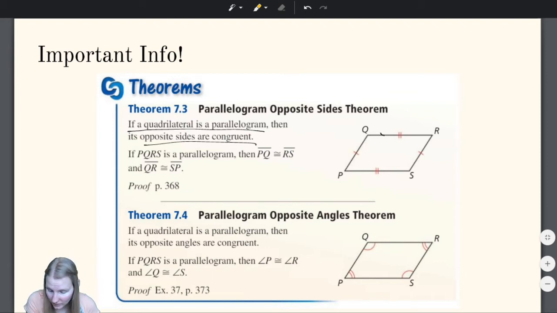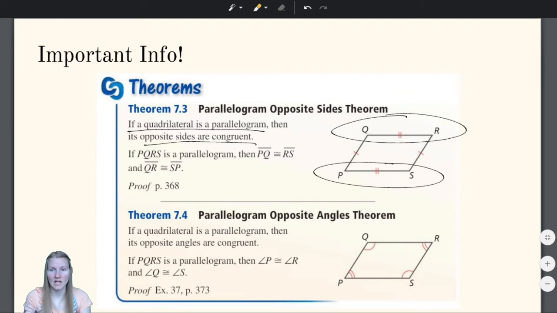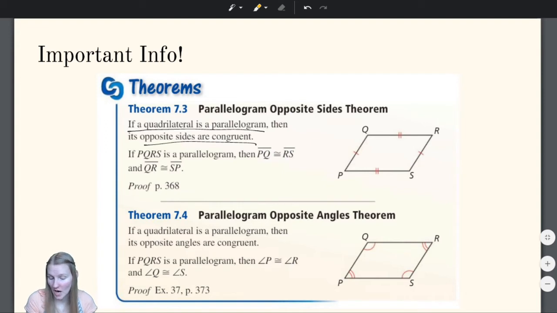So if I know that this is a parallelogram, that means they tell me it's a parallelogram or I see these arrows. If this shape is a parallelogram, then the sides that are parallel are also congruent. So the opposite sides are congruent. Top and bottom, congruent. Left and right, congruent.